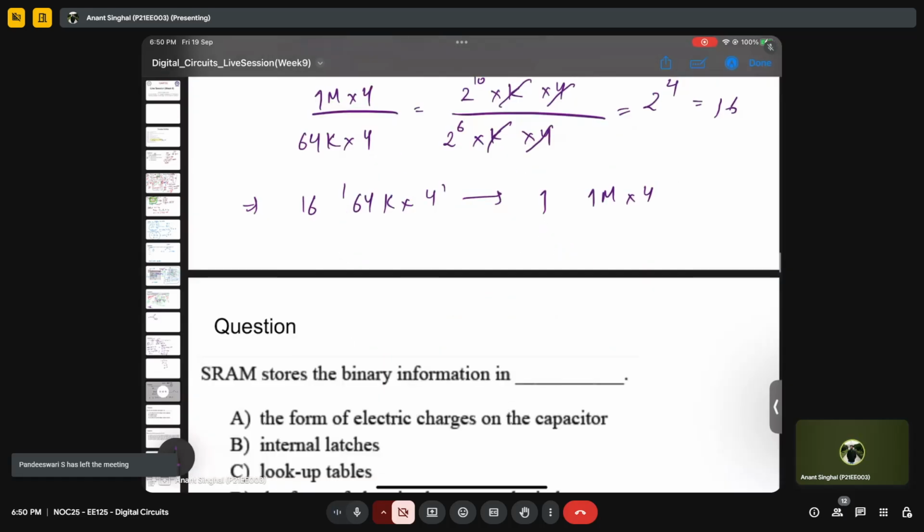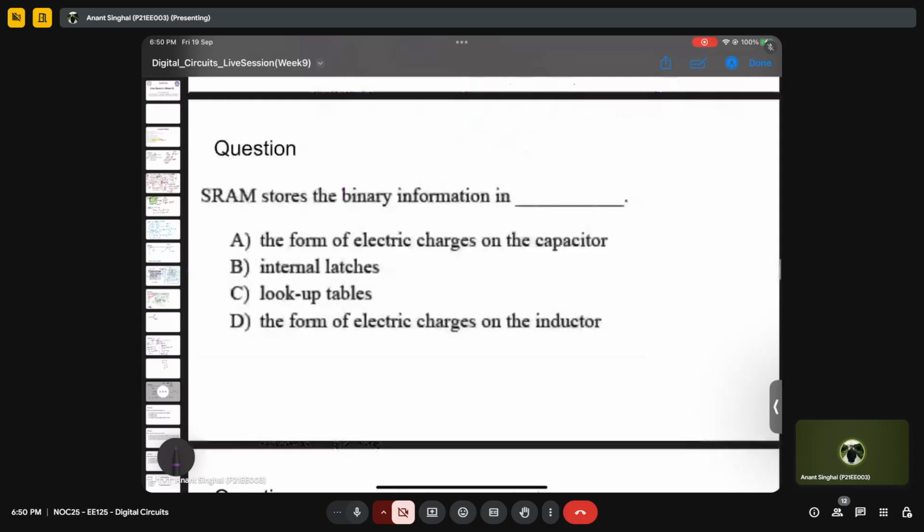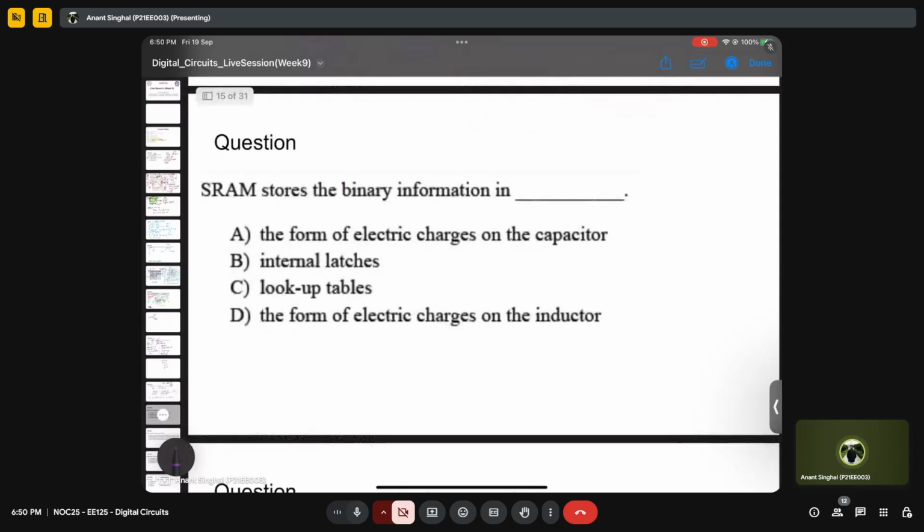Okay, let's move ahead then quickly. So the next problem says SRAM stores the binary information in. Oh, please let me know the answer quickly. Maybe take 1 minute and type your answers in the chat box. Okay, so I have the answer, which is B.